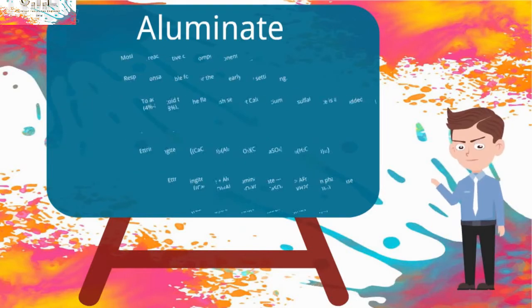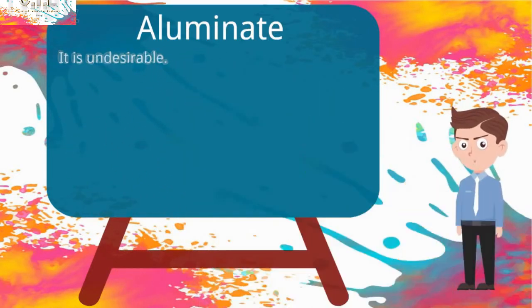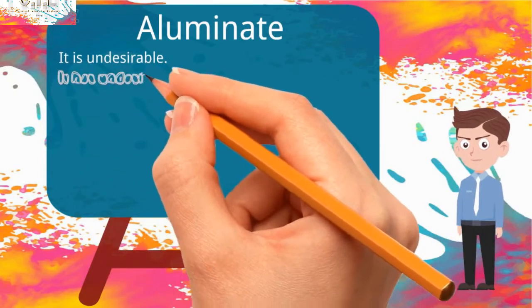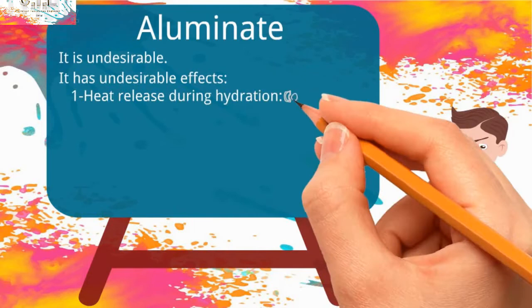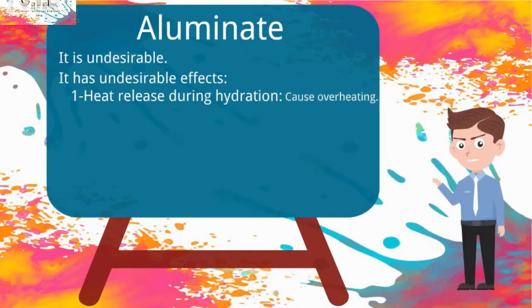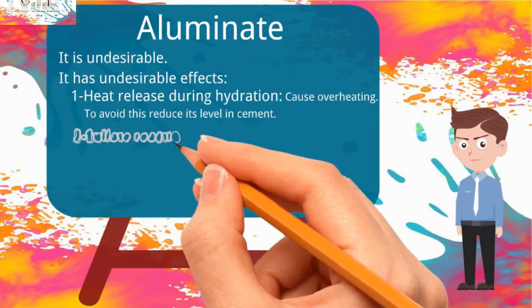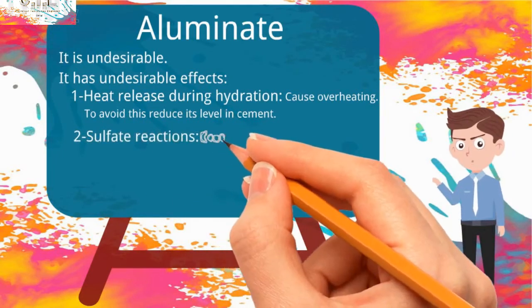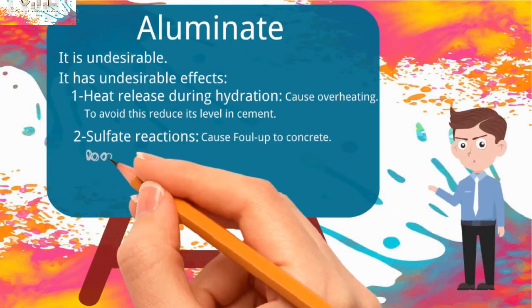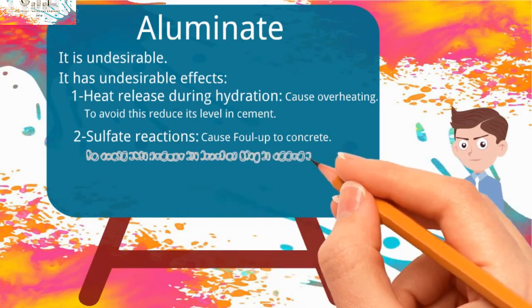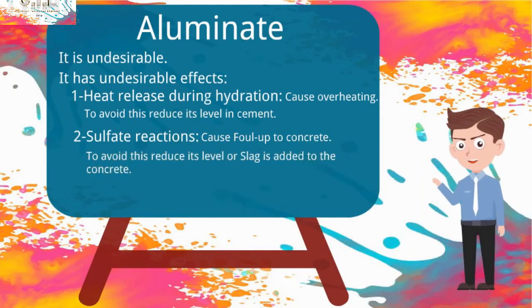In general, aluminate is undesirable in clinker because it has many undesirable effects, like heat release during hydration, which can cause overheating, so its level is reduced where necessary, and sulfate reactions, which can cause failure of concrete. So in cases where the concrete is exposed to a surface containing sulfate, low aluminate content cement is used, or slag is added to the concrete mixture to avoid undesirable reactions.